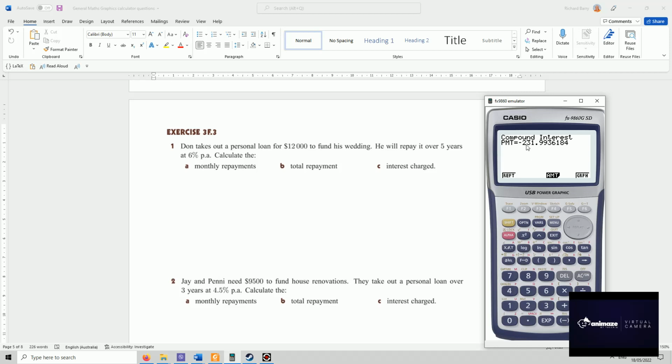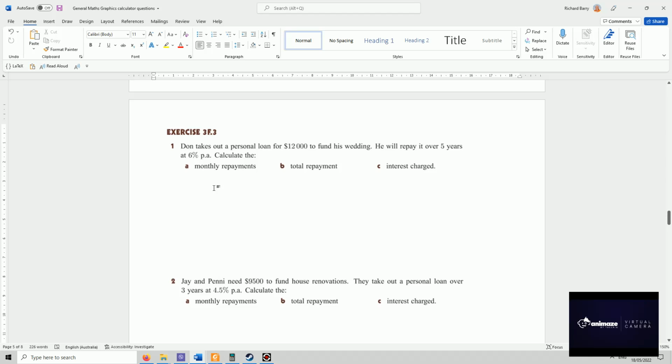Right, so it says that I need to pay $231. Like, that's what the minus means. I need to pay $231 and 99 cents each month.